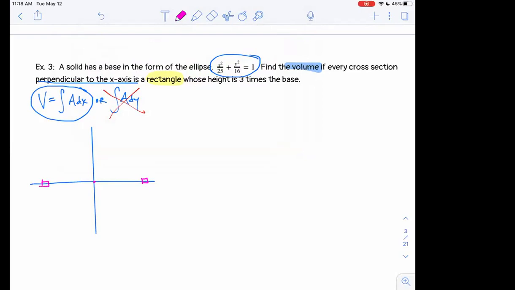Similarly, let's look at the number under y squared. The number under y squared is 16. The square root of 16 is 4. So from my center, I'm going to go up and down 4. And now when I connect all 4 of these exterior points, I end up with an ellipse, okay?